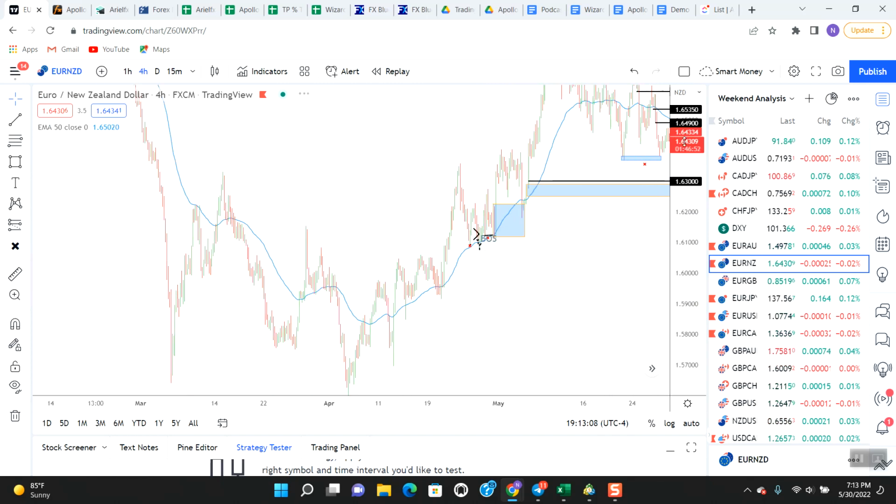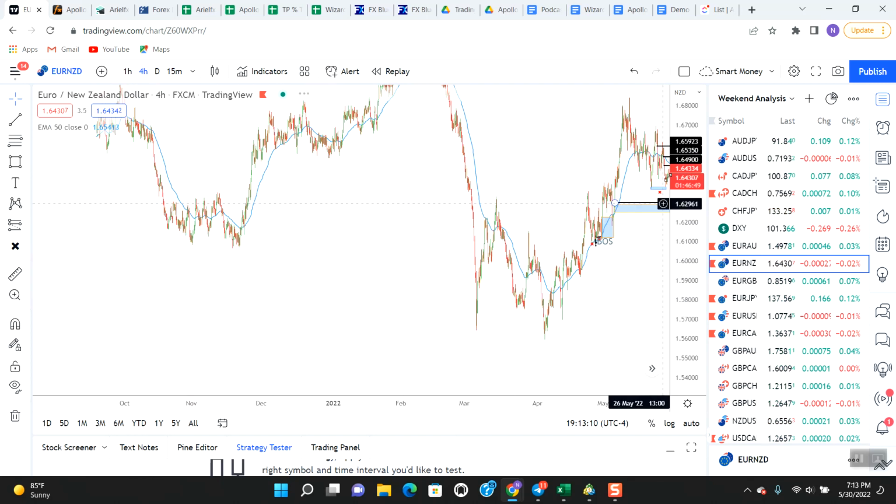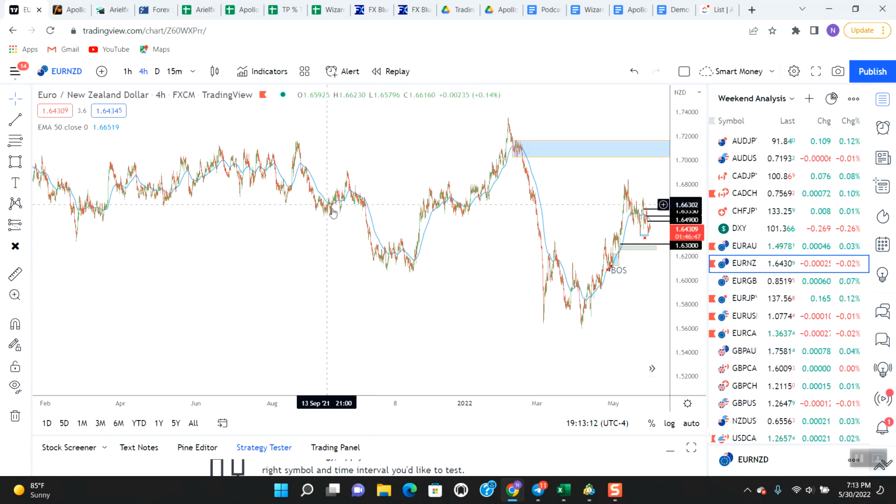However, I feel it's necessary to go about a top-down analysis. As we can see, we are higher time frame bearish here. We had that lower low. We did have a run on liquidity. This was not a break of structure. This was just a run on liquidity. And then we had the lower low again. So we are in a bearish market.